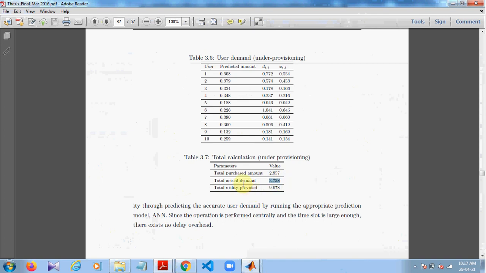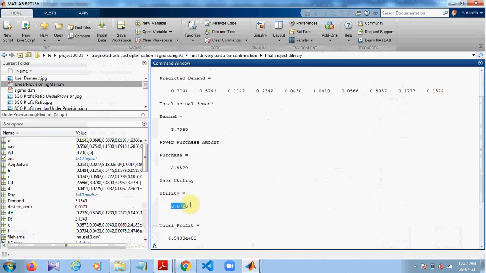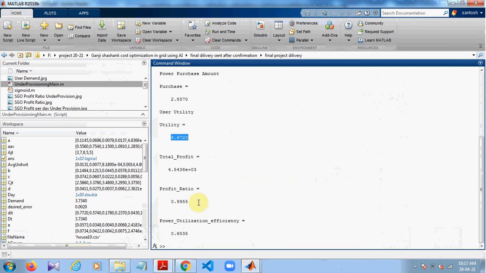It is very similar. Then our total utility provided is 9.678, and as per our calculation it is 8.6720. It is also similar. Again, four performance metrics are given, that is total profit, utility. Total profit is 4.543 into e raised to 3, profit ratio is 0.995, power utilization is 0.6535. You can see that due to the under provision scenario, power utilization efficiency and utility are reduced because we are providing very little power to the system.